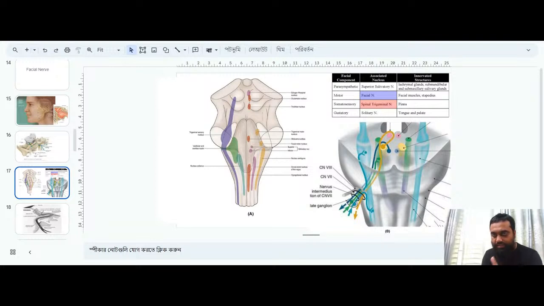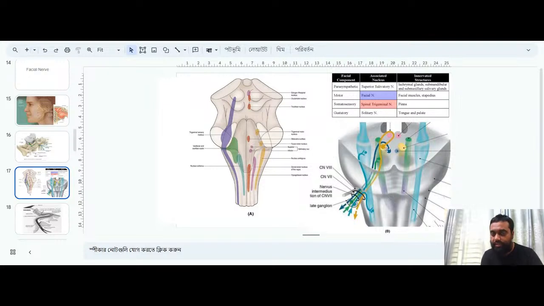So if there is any lesion in this part, for example, this is the left side, and there is a lesion in the left upper motor neurons, that means the cortical neurons of the facial nerve, it will produce some form of lesion on this left side. So if there is an upper motor neuron type of lesion, that will produce some form of paralysis on the left side.